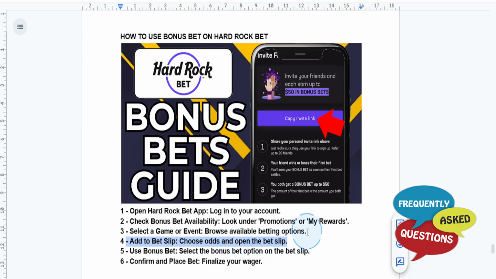And remember, guys, bonus bets only pay out the winnings and not the stake itself. For example, if you place a $20 bonus bet at plus 200 odds and you win, you'll receive the $40 as winnings. And that's it, guys. Using bonus bets is a great way to enhance your betting experience without risking your own money.